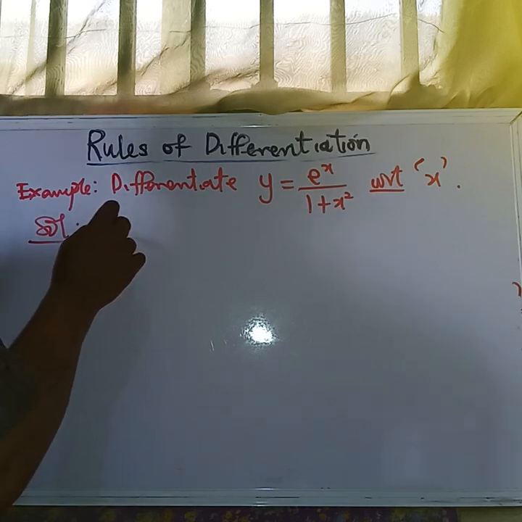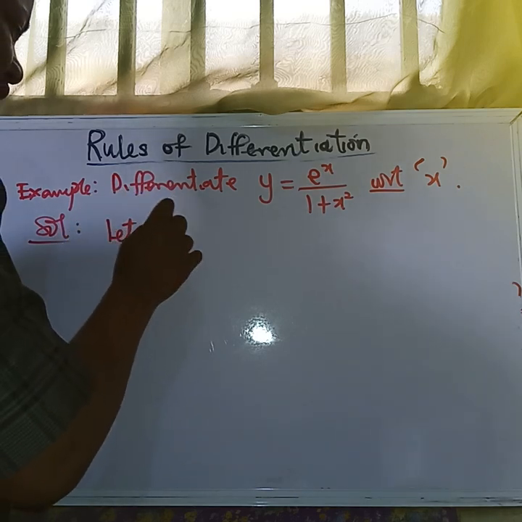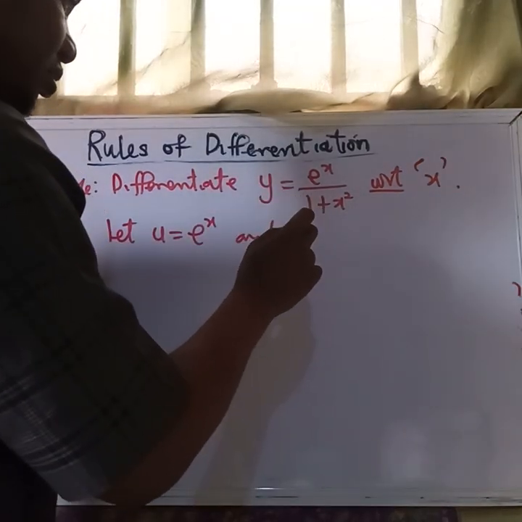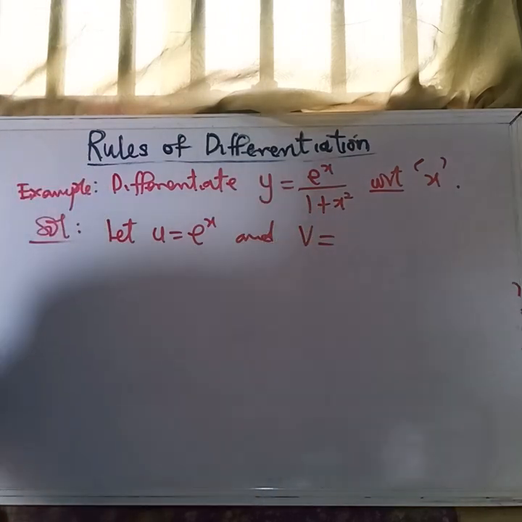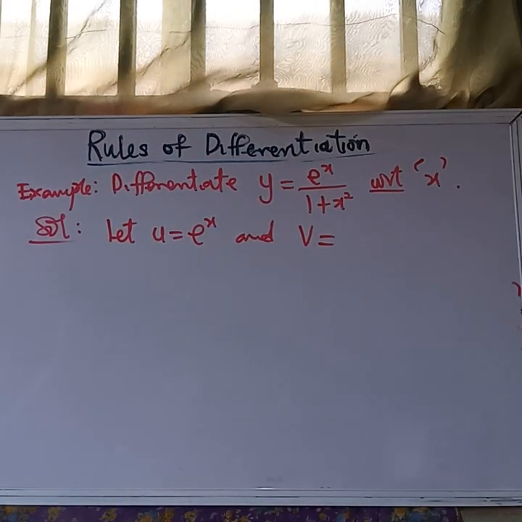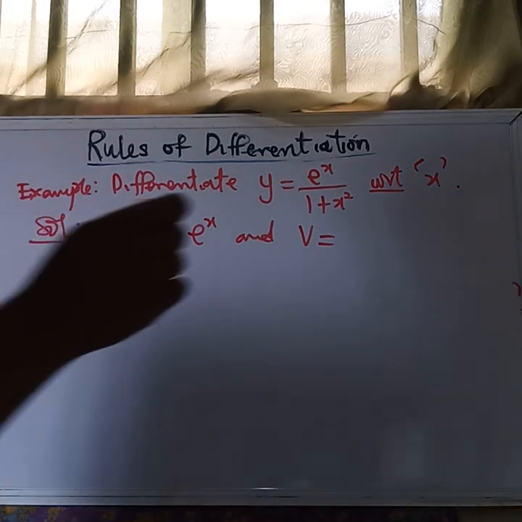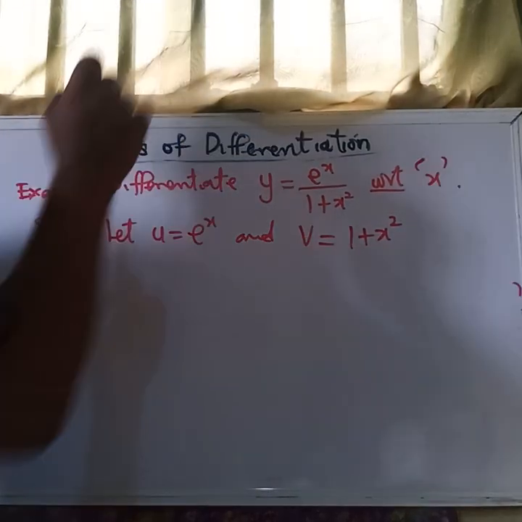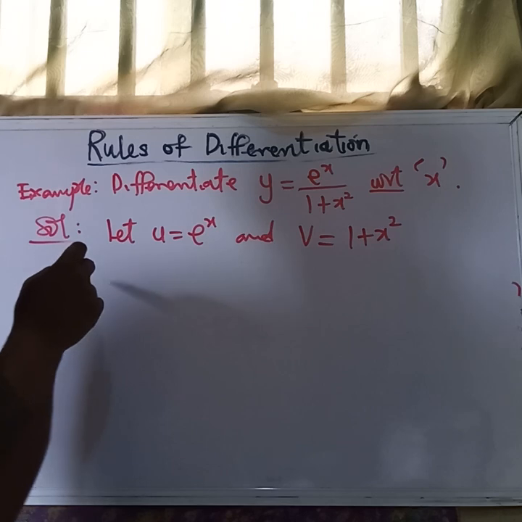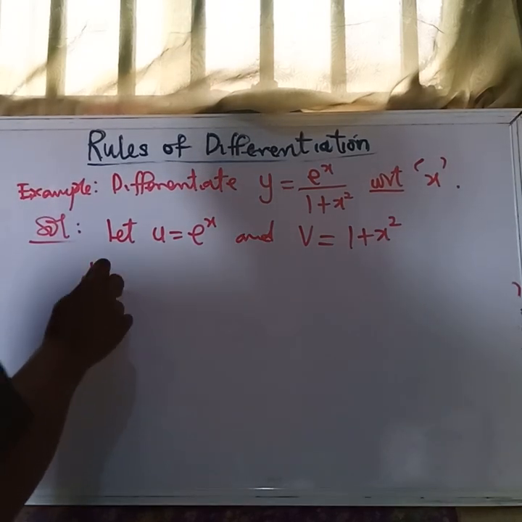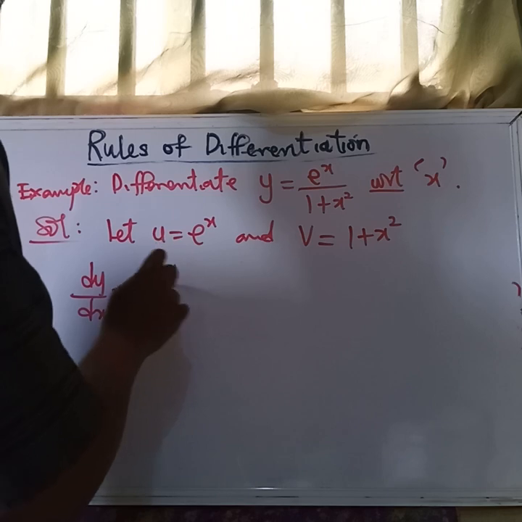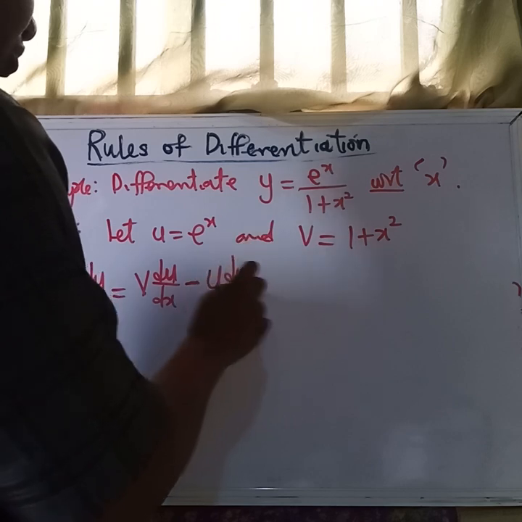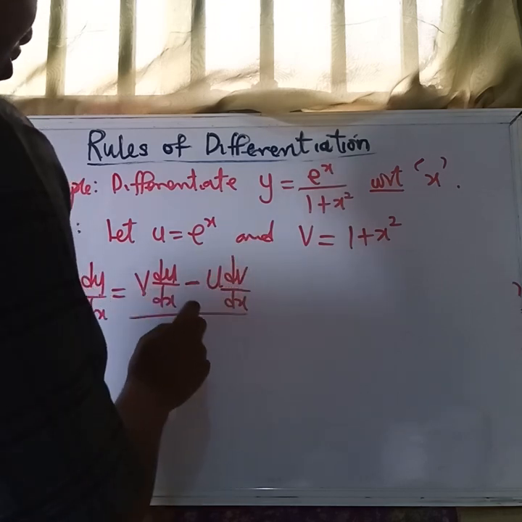We'll say the numerator here is u, and let the denominator also be v, which is 1 plus x squared. Here I want to apply the quotient formula, which is v du dx minus u dv dx, all over v squared.